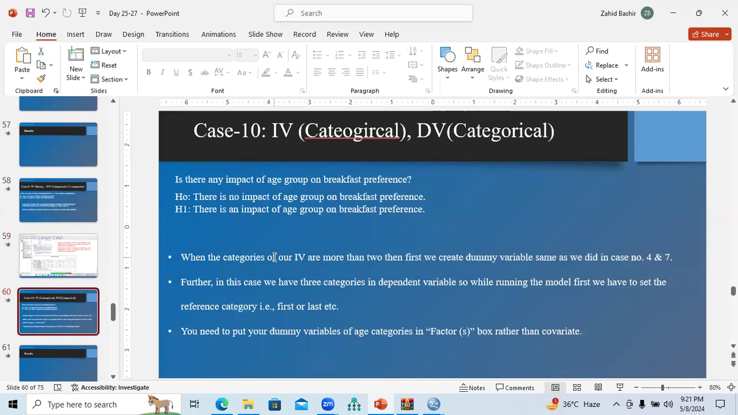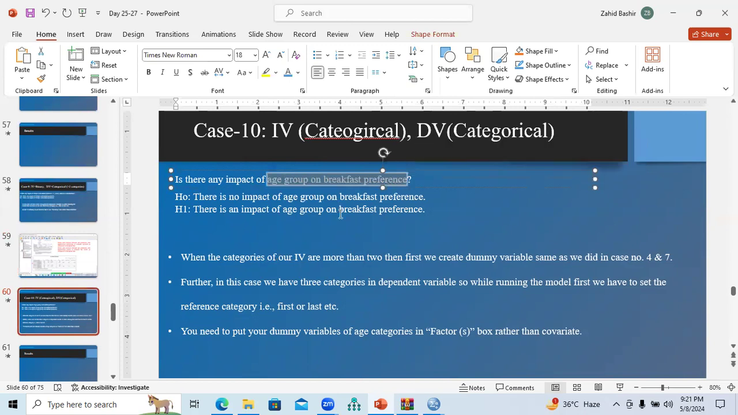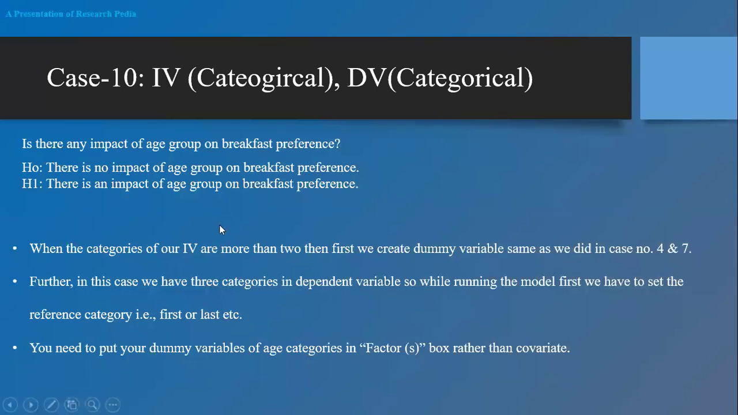That is the case 10, where your independent variable also becomes categorical. So is there any impact of age group on breakfast preference? So dependent variable would be the same, while independent variable becomes age group. So let me discuss in detail this case. Null hypothesis is there is no impact of age group on breakfast preference, and alternative hypothesis is there is an impact of age group on breakfast preference.